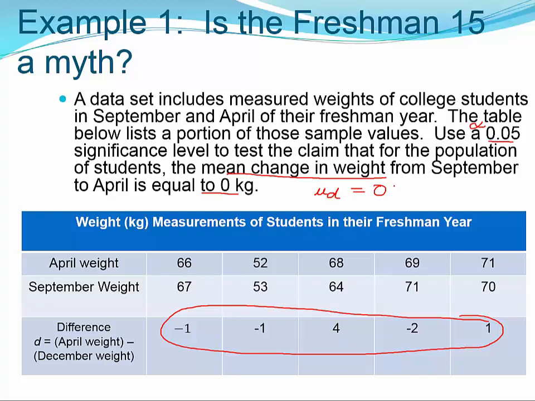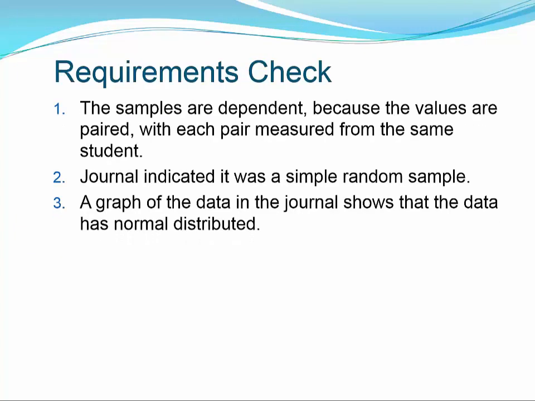So let's go ahead and look at how to set up the claim and hypotheses once we do a requirements check. So the requirements are that the samples are dependent, and in this situation they are because the values are paired with each other and each pair is from the same student.